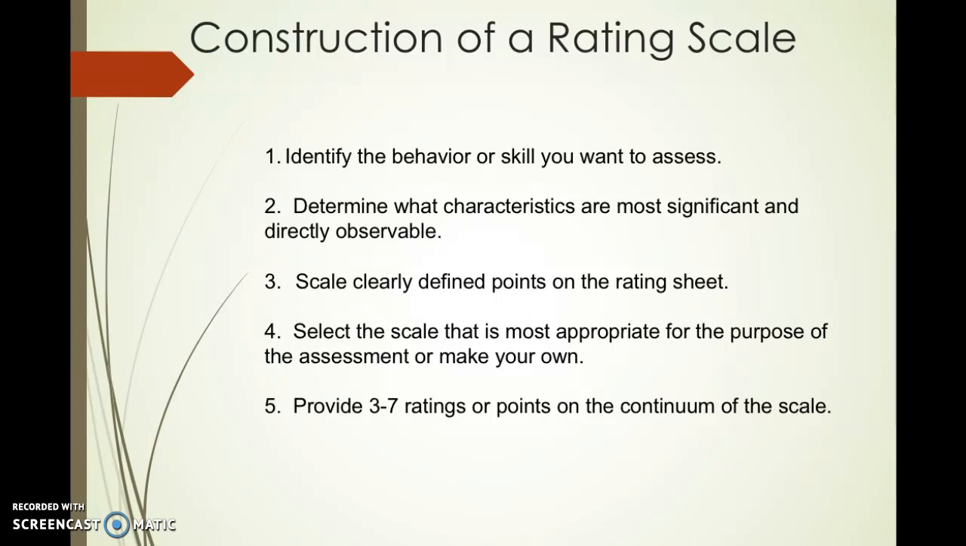Number 3, scale clearly defined points on the rating sheet. Number 4, select the scale that is most appropriate for the purpose of the assessment, or make your own, as I said. There are many commercially prepared literacy rating scales, for example, but using the developmental milestones, you can also create your own. Number 5, provide between 3 and 5 ratings or points on the continuum of the scale. And then finally, decide what activity you'll do with the child to make this observation and assessment. It should be a task the child does normally. It shouldn't ever seem to be a test.